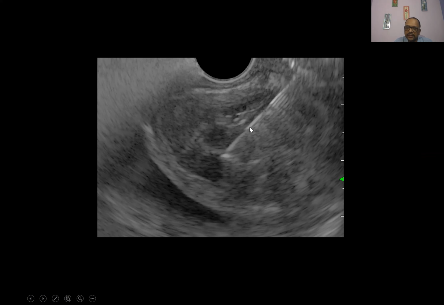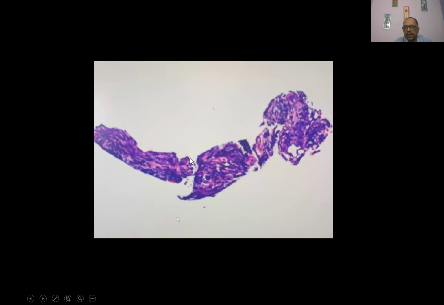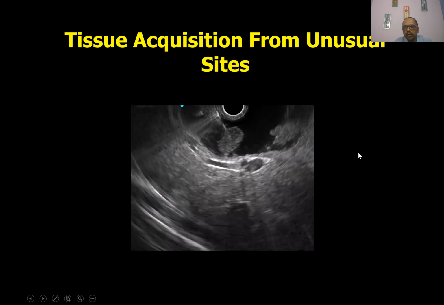And this is the 19-gauge needle, and this is the through-the-needle biopsy forceps opened up and acquiring the specimen from the solid areas. And we could get a core of tissue from this lesion, which was lymphoid tissue, and we could identify granulomas. This patient was subsequently treated with ADT and improved. Now, finally, talking about tissue acquisition from other unusual sites.